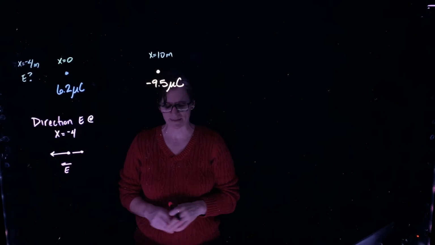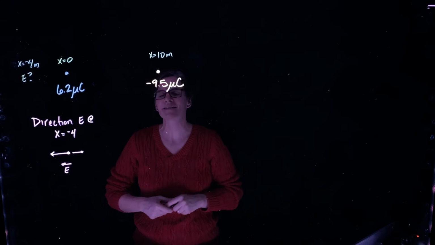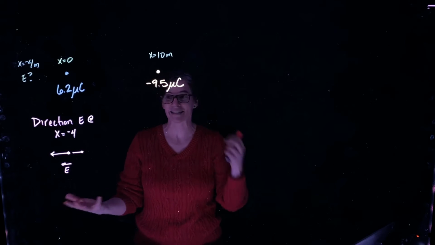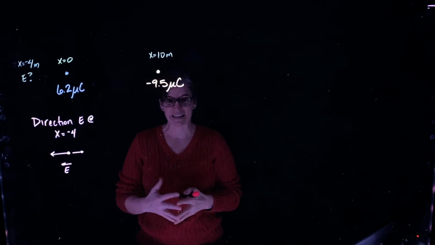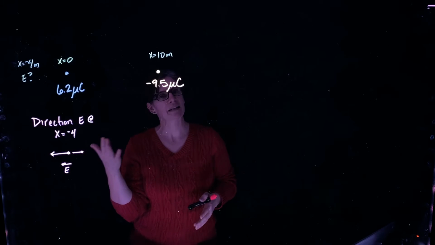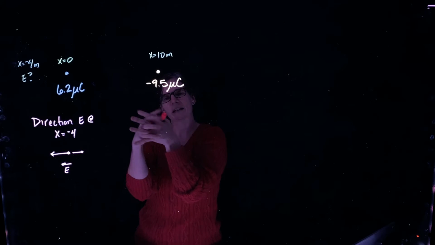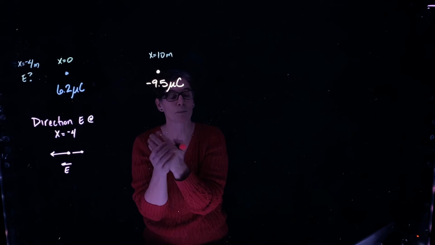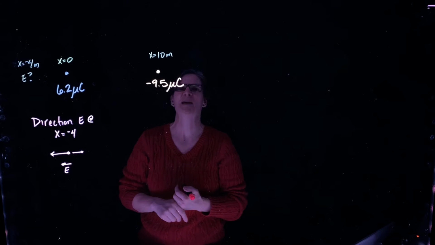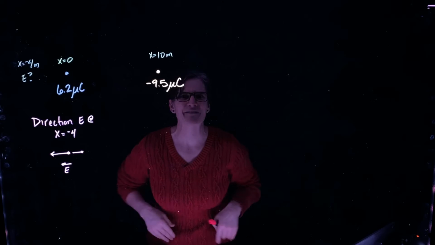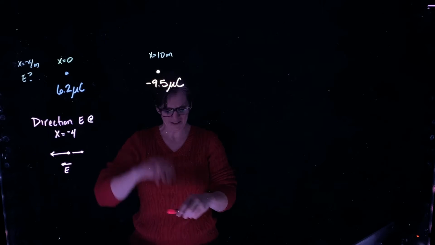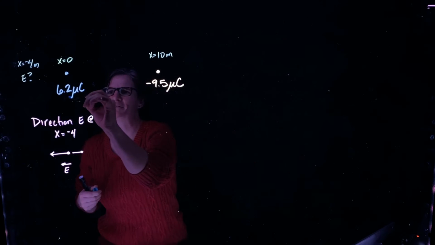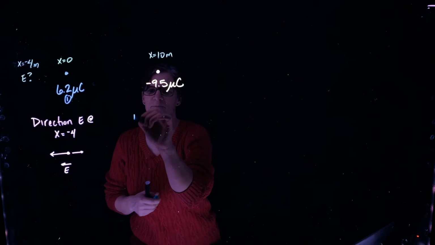So let's see what happens. All right, well, just like with superposition of forces, when we calculate the net force, to determine the net electric field, we can look at each of the electric fields individually and then put them together vectorially. All right, so let's look at the electric field for charged particle 1.